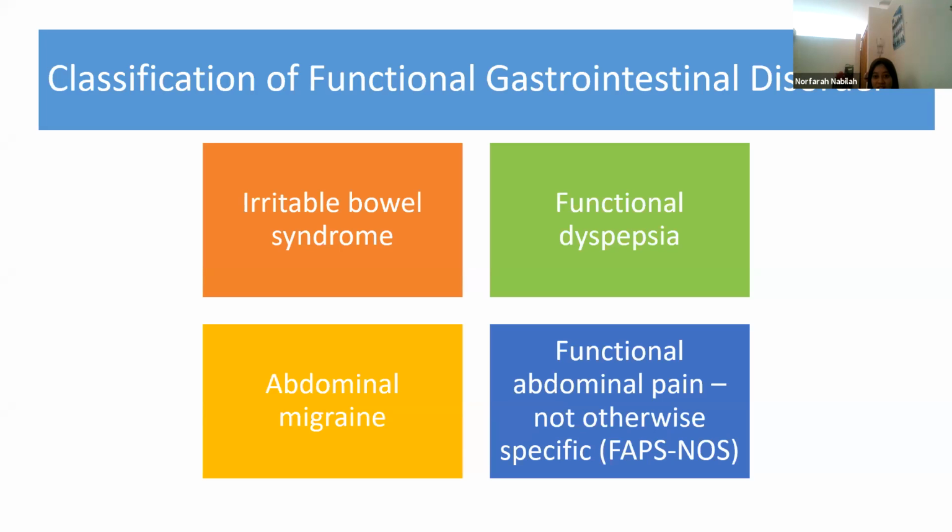Classification. Okay, so classification of functional gastrointestinal disorders. Based on Rome 4 criteria, they are divided into 4: first, irritable bowel syndrome, functional dyspepsia, abdominal migraine, and functional abdominal pain.